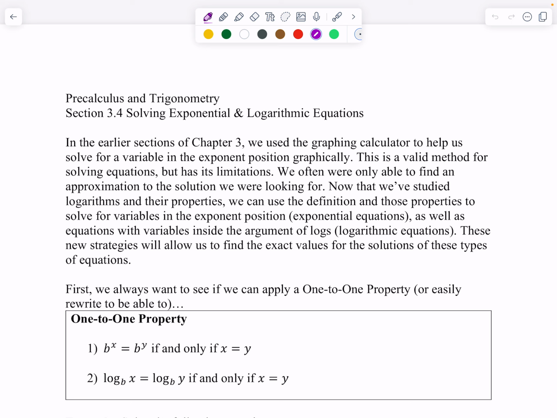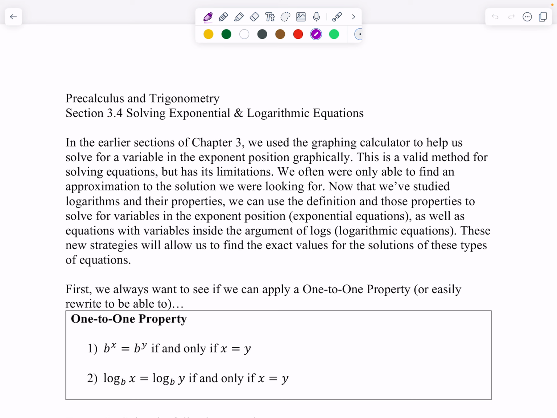And we're doing that in order to solve these equations analytically. Now, in section 3.1 we solved exponential equations graphically, so using our graphing calculator, and that just had limitations. That's a valid skill and it's an important skill to have, to be able to solve an equation graphically and using technology. But it does have limitations because oftentimes you end up solving for just an approximation. But now, as we look at these more analytical approaches to solving these equations, we will be able to come up with the exact value or values of solutions.